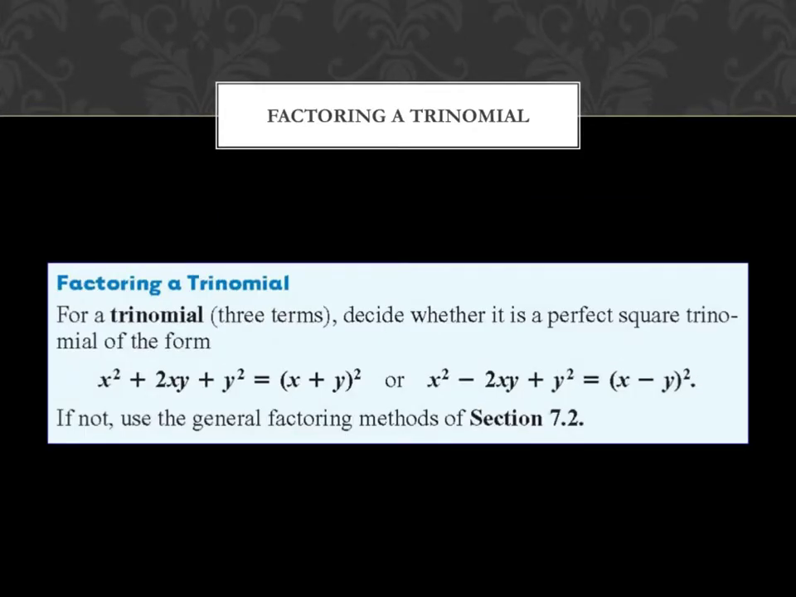If your expression is a trinomial, meaning it has three terms, you need to decide whether it's a perfect square trinomial, which is x squared plus 2xy plus y squared, or x squared minus 2xy plus y squared. In that case, it would be a perfect square, which is x plus y squared, or x minus y squared, depending on the sign. If it is not a perfect square trinomial, then we use the general factoring methods of factoring by grouping or FOIL, or simply just taking out a GCF.